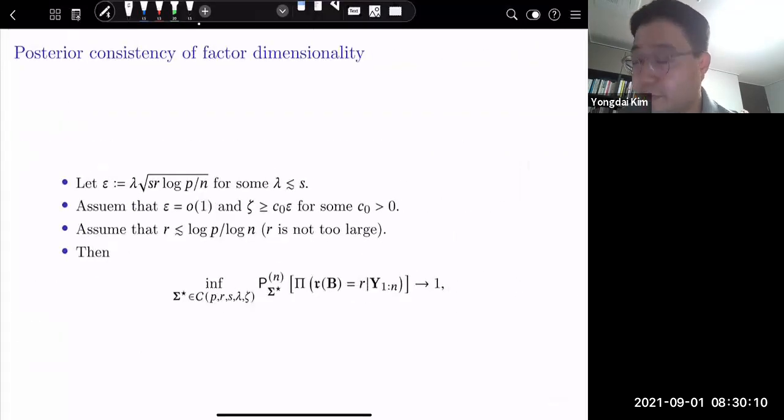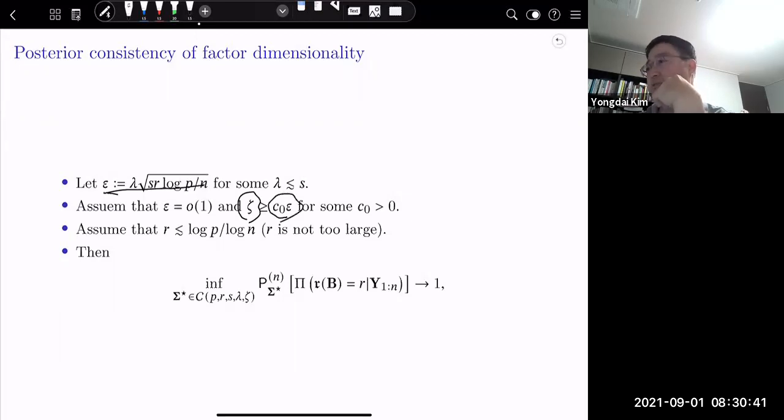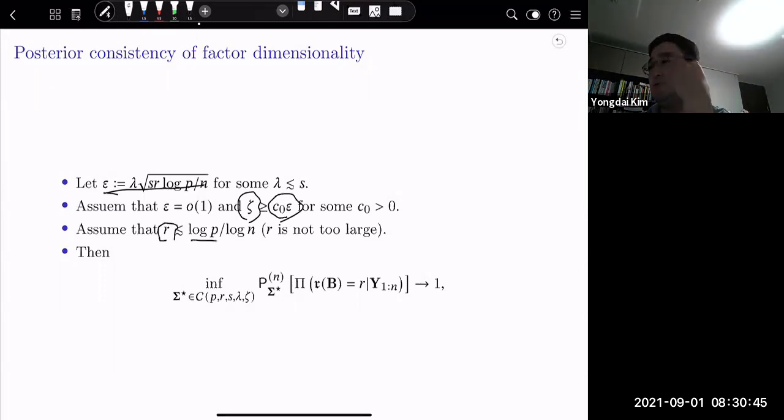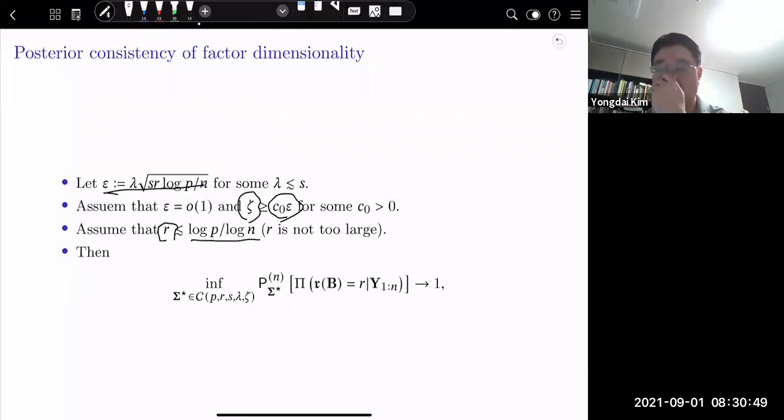This is the first theoretical result, which is the posterior consistency of the factor dimensionality. Let epsilon be lambda times the square root of S R log P divided by N, for some lambda less than or equal to S. Lambda is the largest eigenvalue of the covariance matrix. Assume that this epsilon is less than 1, and that zeta, the lower bound of the smallest eigenvalue, is greater than or equal to epsilon. And assume that the true factor dimensionality is smaller than log P divided by log N, which means that R is not too large. In that case, we proved that for all true covariance matrices belonging to the parameter space we considered, the posterior distribution of the factor dimensionality is consistent. That is the first main result.